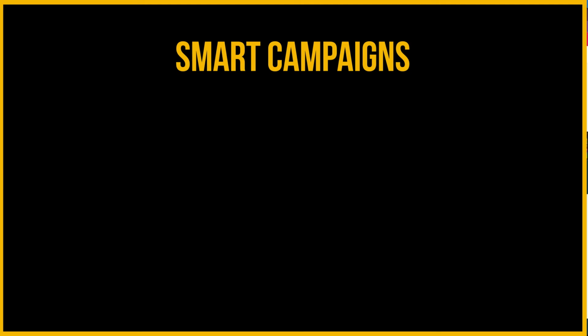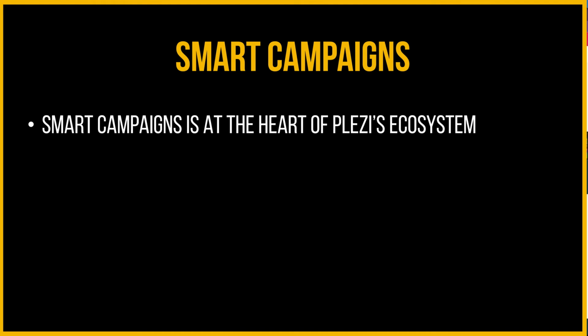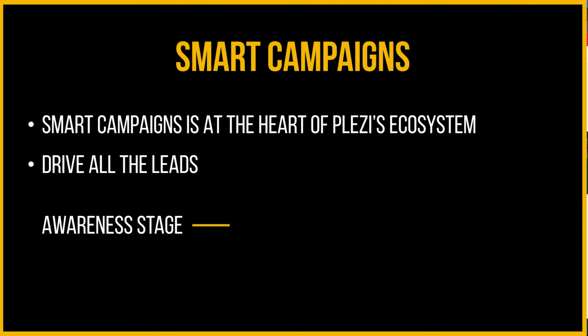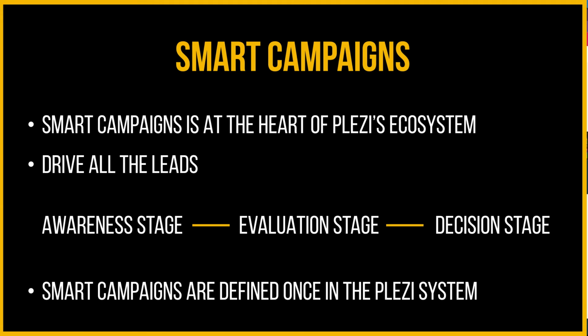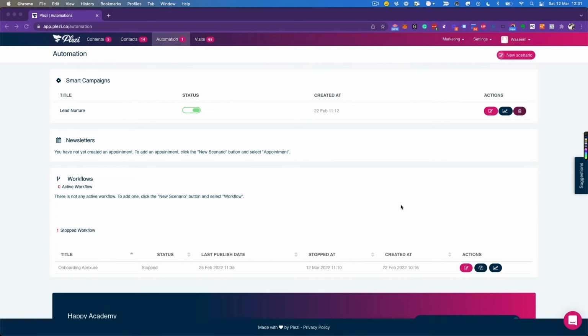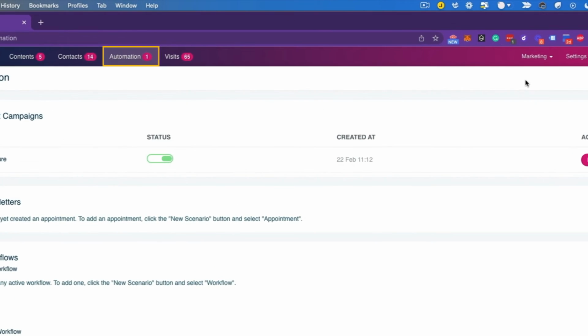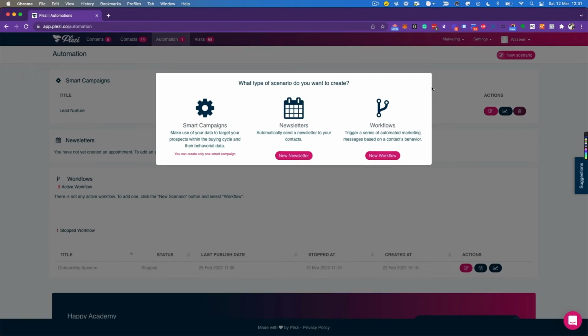Let's talk about smart campaigns. Smart campaigns are at the heart of Plezi's ecosystem. Smart campaigns drive all the leads from the awareness stage through the evaluation stage, and finally to the decision stage. So smart campaigns are defined once in your Plezi system, and because I've already defined one, I can't delete it and start again. What I'll do is show you how it's set up. So first of all, you can click automation, and in here click new scenario. You should be able to see there's a smart campaigns button which will allow you to create a new one.